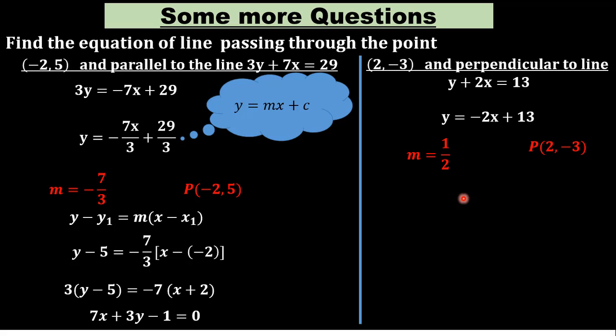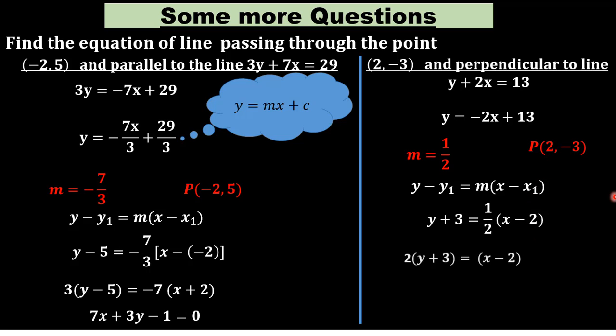Now substituting the values of m, x1 and y1 in the formula that we have used in the previous part, we will get y - y1, meaning y + 3, is equal to m replaced with 1/2 times x minus x1, replaced with 2. Now by doing simple algebraic steps, the equation of this line will be 2y - x + 6 + 2 = 0, or 2y - x + 8 = 0.